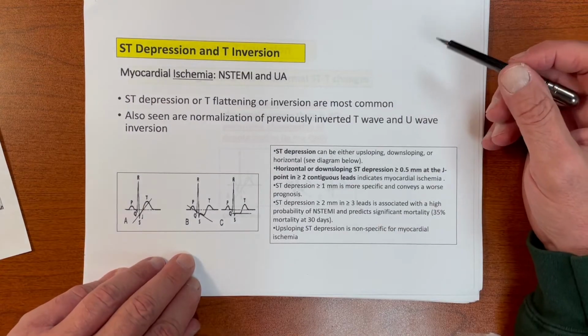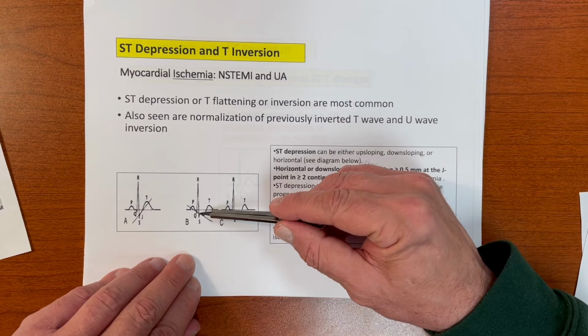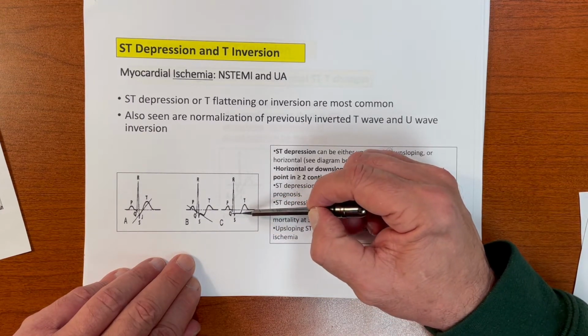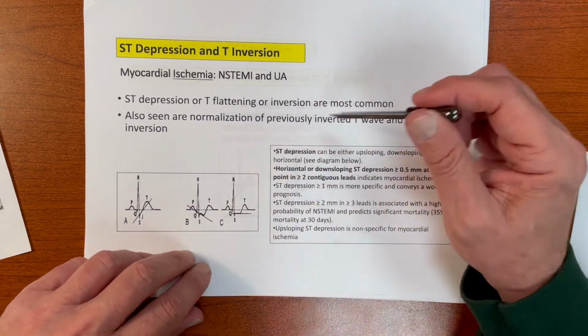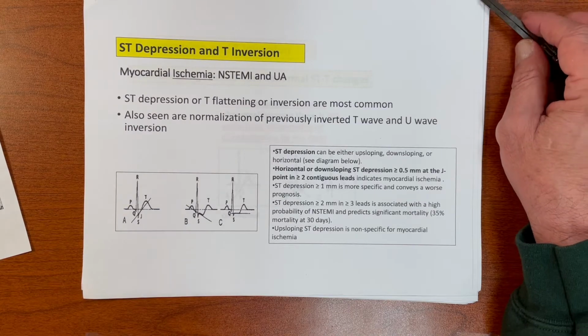The deeper the depression, the worse the prognosis, and the more leads involved, the worse the prognosis. So what do we look for? PR interval, compare your J point, and then look at your ST segment from the J point. It's either downsloping or horizontal, not upsloping. Two contiguous leads, 0.5 millimeters.